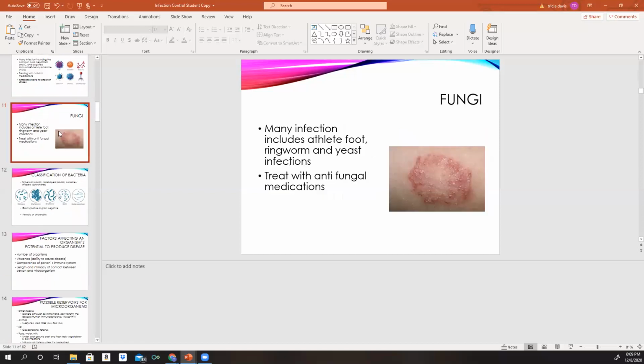All right, so fungi. Fungi are plant-like organisms, molds and yeast that can cause infection. They're in the air, soil, and in the water. Some examples of infection caused by fungi include athlete's foot, ringworm, and yeast infections. And these infections are treated with antifungal medications. However, many infections due to fungi are resistant to treatment. Not all of them, but some of them are.